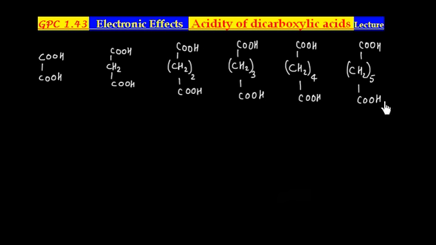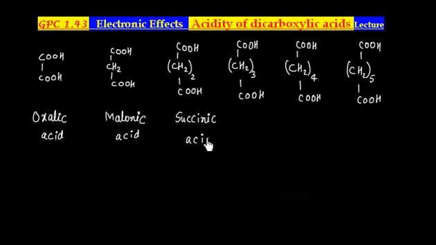These dicarboxylic acids have common names. This is called oxalic acid. This one is called malonic acid. And this is called succinic acid. This is called glutaric acid. This is called adipic acid. And this one is called pimelic acid.